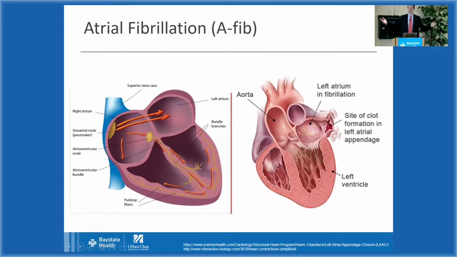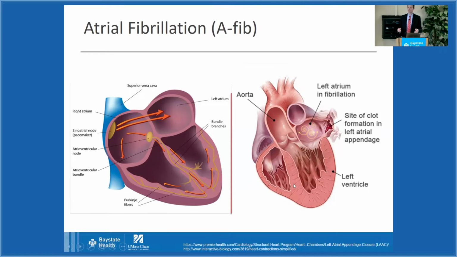But what can go wrong with an electrical system? Anybody here ever lost power? So it turns out the electrical system can malfunction. Sometimes people need a generator. They need a pacemaker. Sometimes you have short circuits. Short circuits are really common. And so what I'm going to show you here, these little spirals, these are short circuits in the atria.